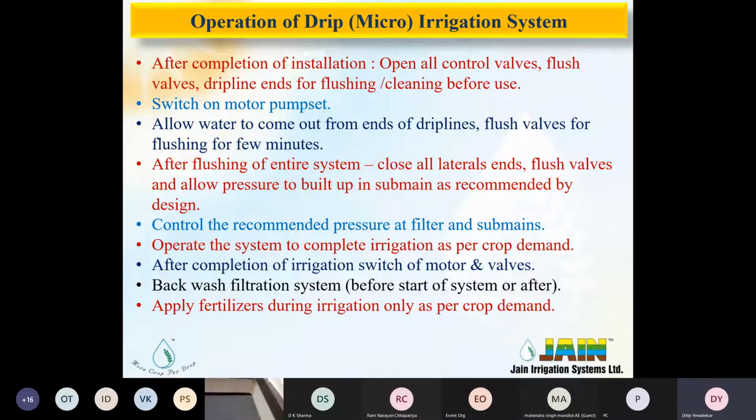Once the irrigation is finished, switch off the motor pump set and valves. Then backwash the filtration system before starting the system and after. Once the irrigation is over, the filter should be backwashed. Then apply the fertilizer during the irrigation only. That means if fertilizer is to be given to the crop, it has to be given during irrigation only.